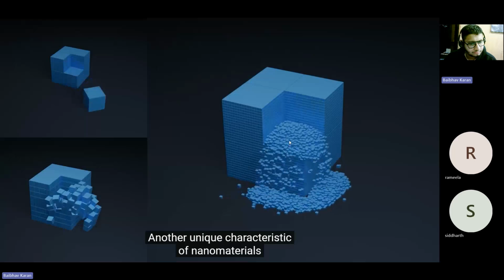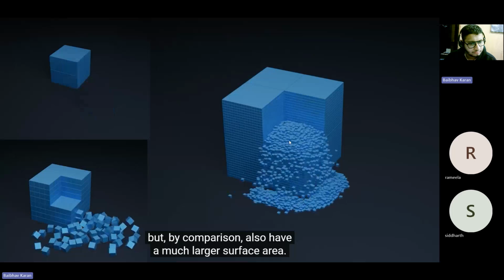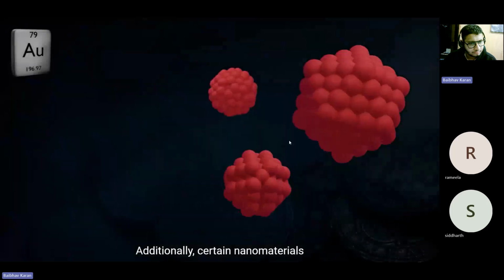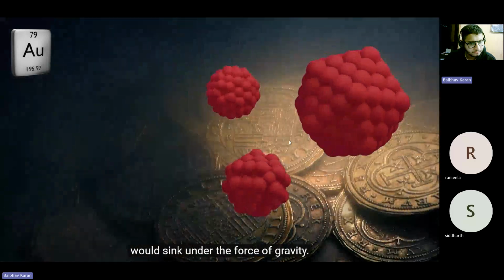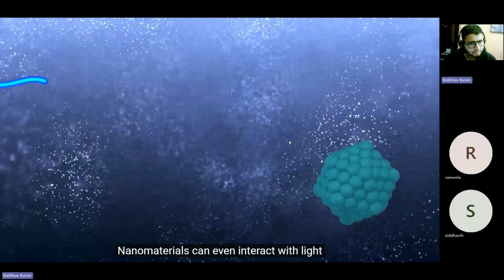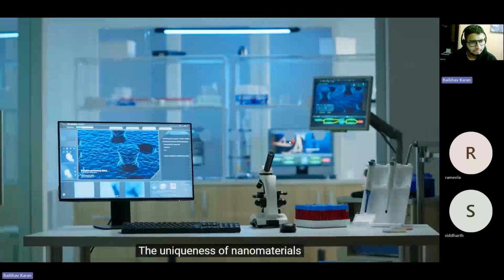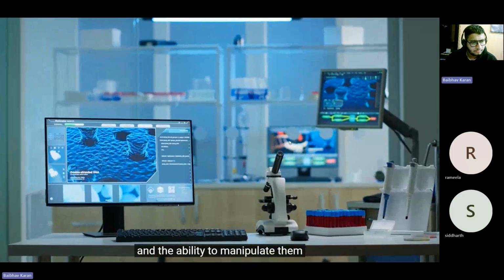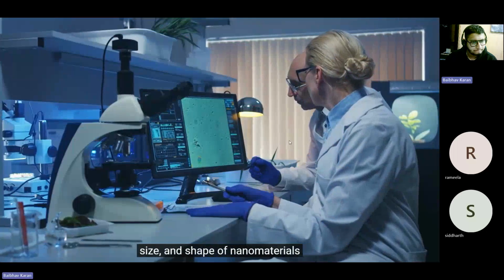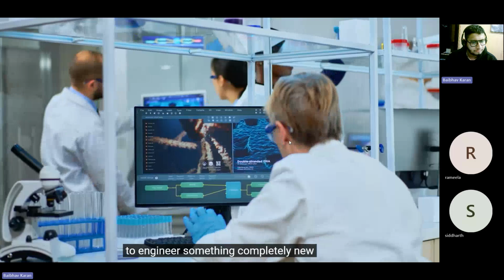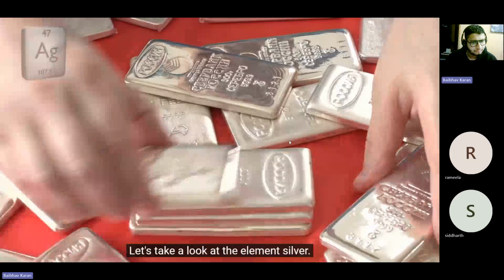Another unique characteristic of nanomaterials is that they take up a much smaller volume than their corresponding bulk materials, but by comparison, also have a much larger surface area. Additionally, certain nanomaterials can disperse well in solution even when their bulk counterparts would sink under the force of gravity. Nanomaterials can even interact with light in different ways, including taking on new colors. The uniqueness of nanomaterials and the ability to manipulate them is what makes nanotechnology so diverse and exciting. Scientists can tune the composition, size, and shape of nanomaterials to engineer something completely new with the ideal properties for any given application. Let's take a look at the element silver.